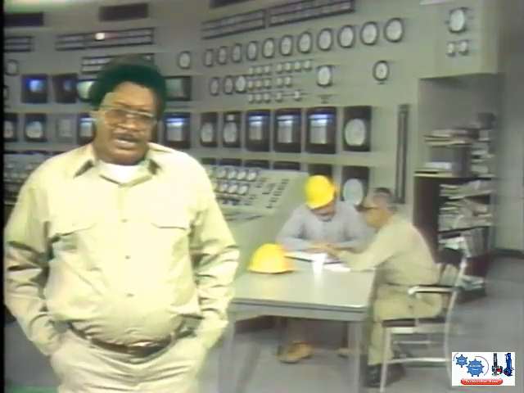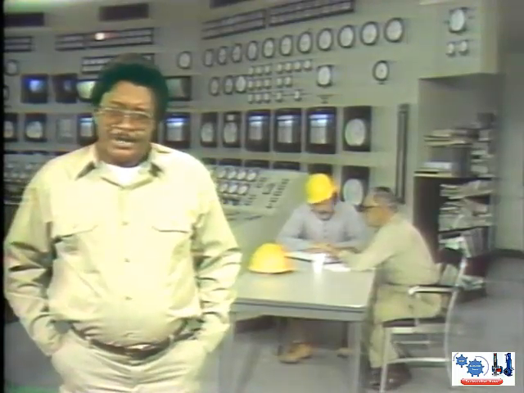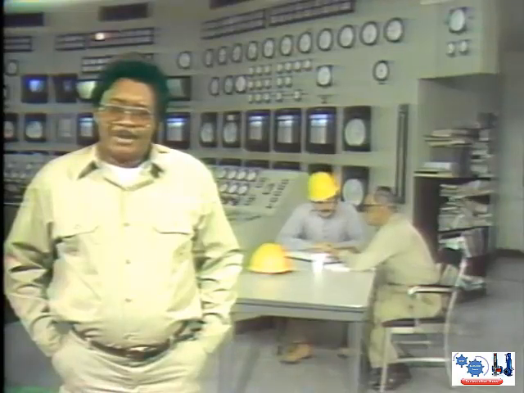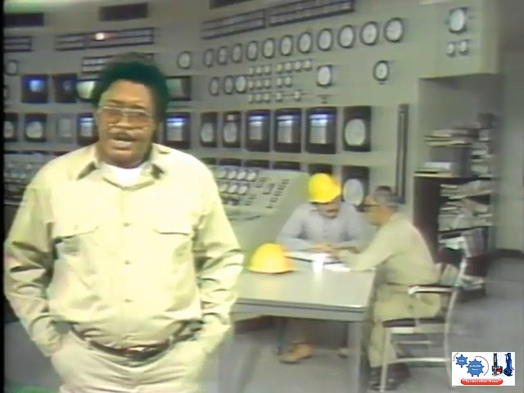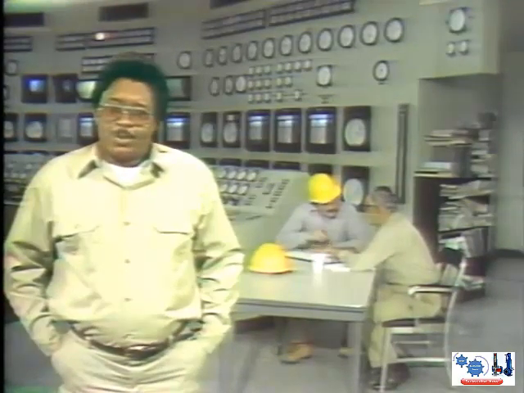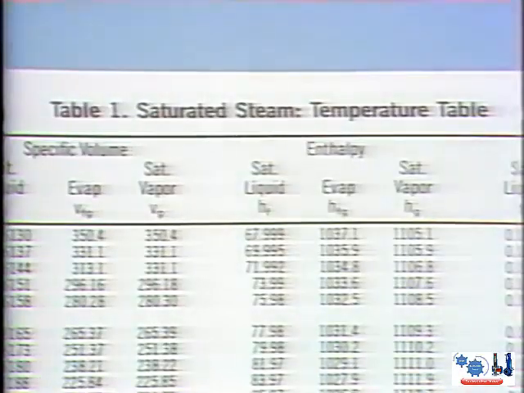Let's begin by seeing how the steam tables are organized. For your convenience, we've included a copy of the steam tables with your textbook. You should take a look at the tables after watching this segment. Table 1, Saturated Steam Temperature Table, looks like this. It's organized in a series of columns that give information on temperature, specific volume, enthalpy, and a property that may not be familiar to you, entropy.